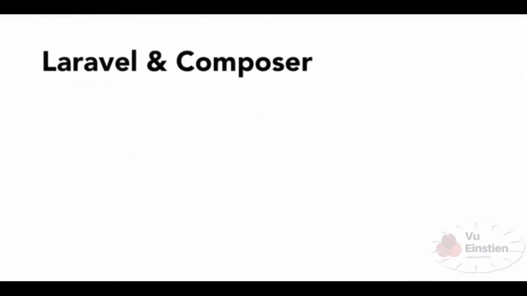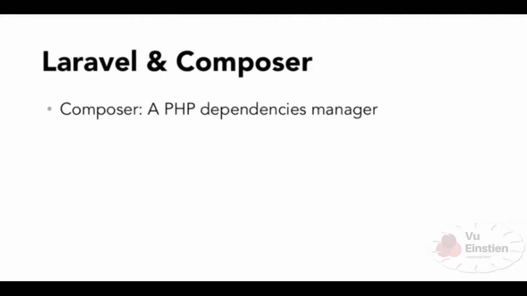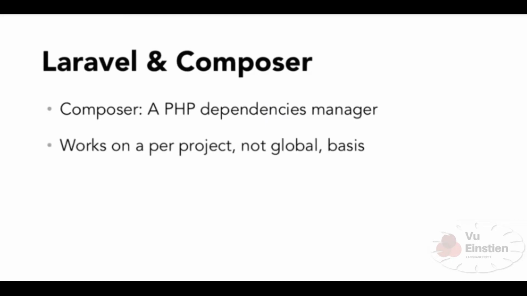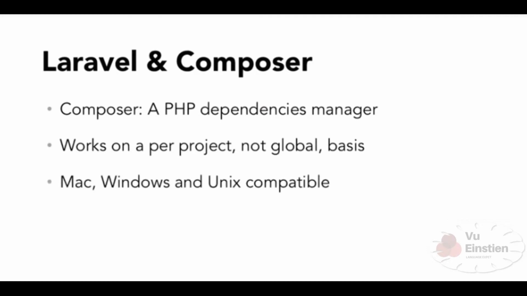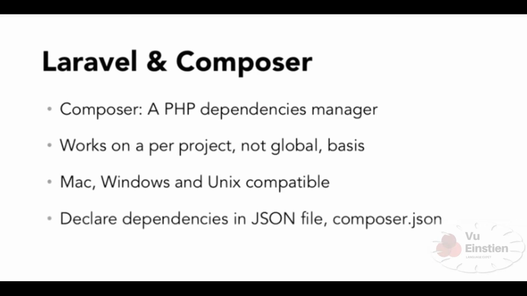Laravel requires a good number of additional libraries to function. Moreover, your app is likely to depend on others. For efficient development, Laravel supports Composer, a PHP dependencies manager. Composer works on a per-project and not a global basis, and is Mac, Windows, and Unix compatible. Dependencies are declared in a JSON file named composer.json.